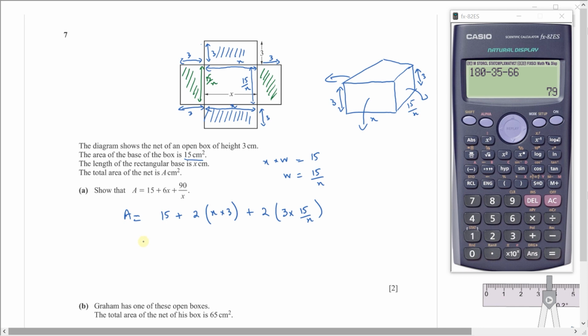So now let's calculate this. 15 plus this will be 3x. 3x multiplied by 2 will give you 6x, plus 15 times 3 is 45. 45 times 2 is 90. So 90 over x. So you've shown that the area of the net is the same as given in the question.